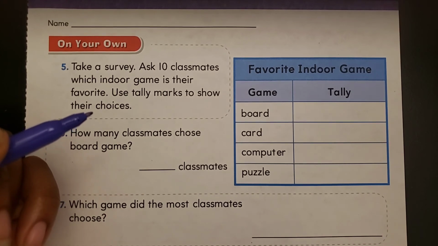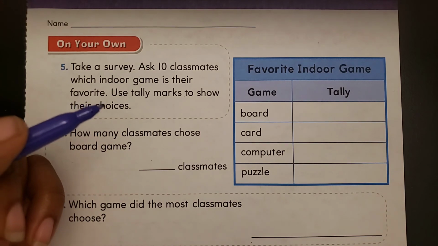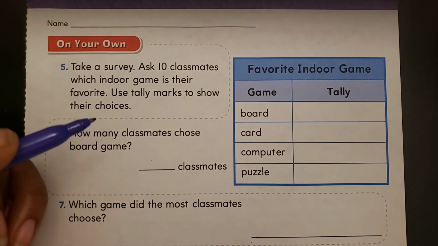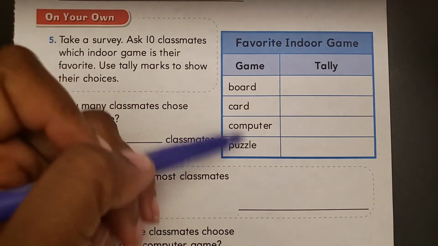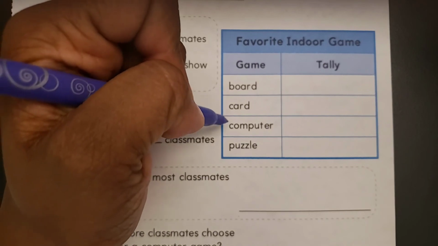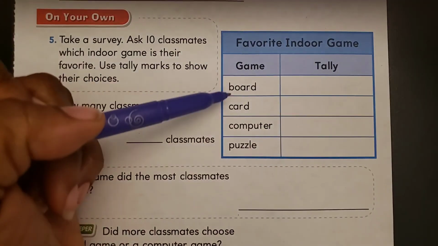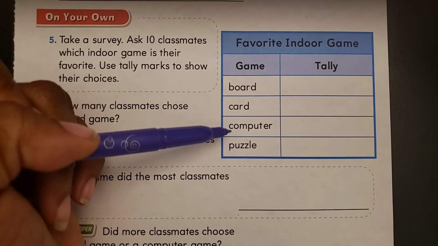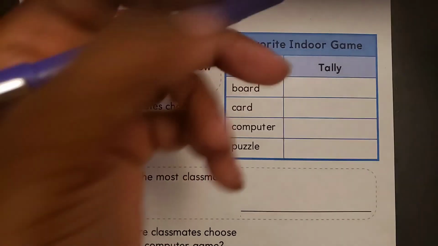I'm not going to tell you what the number of tally marks are this time because I want you to be able to count tallies on your own. That's a first grade skill. Okay, so we'll say board games versus card games, computer games versus puzzles. So remember, it has a title, favorite indoor games. And I'm thinking about what it was like when we had Free Time Friday. How many of you might have chose board games?